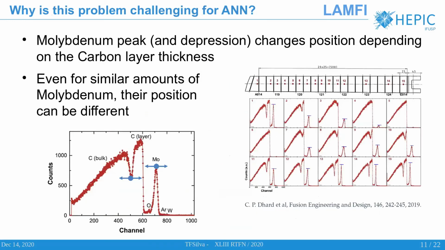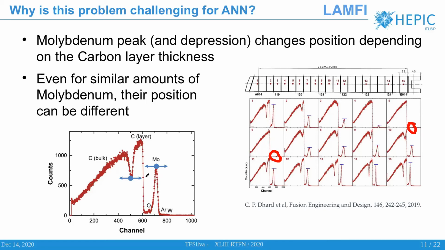So what you can see here is this RBS spectra on different spots of this tile. Then you see that molybdenum signal reduces in some of the samples, and some even present no molybdenum signal at all. And the carbon layer also has a strong variation. So this is indeed a challenging problem for an artificial neural network, because some problems can be reduced to a linear system, and then artificial neural network performance is amazing.